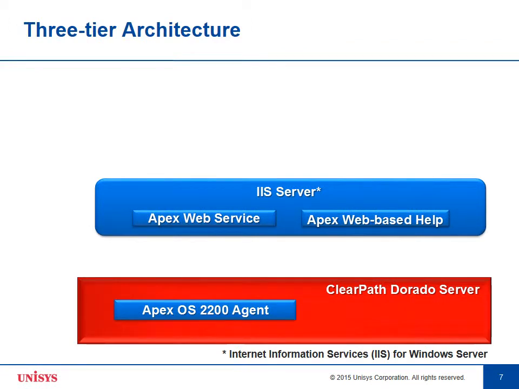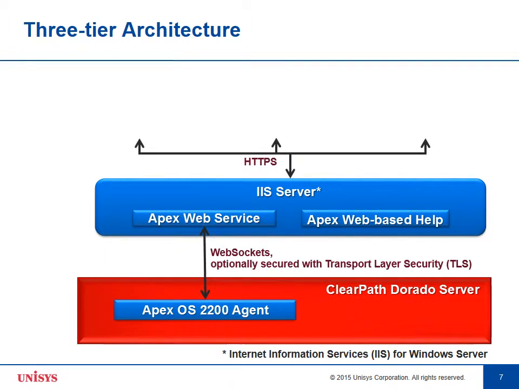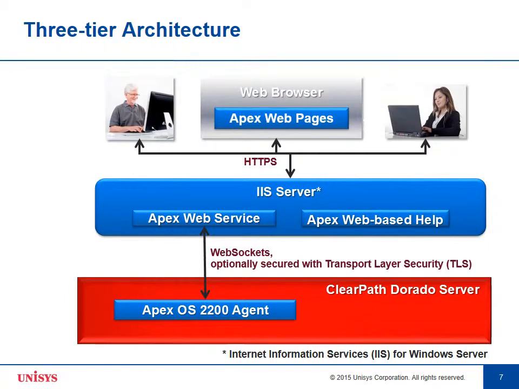Apex includes two major components, an agent that is installed on the Dorado server and a web application that is installed on a Windows server. The web server platform communicates with the OS 2200 agent using WebSockets protocol that can be secured with TLS. Apex is accessed from a client's workstation through a secure link to the web server. Basing the user interface on browser technology eliminates the need for the customer to install any client software. This makes any device that can access the web server a potential system management workstation.